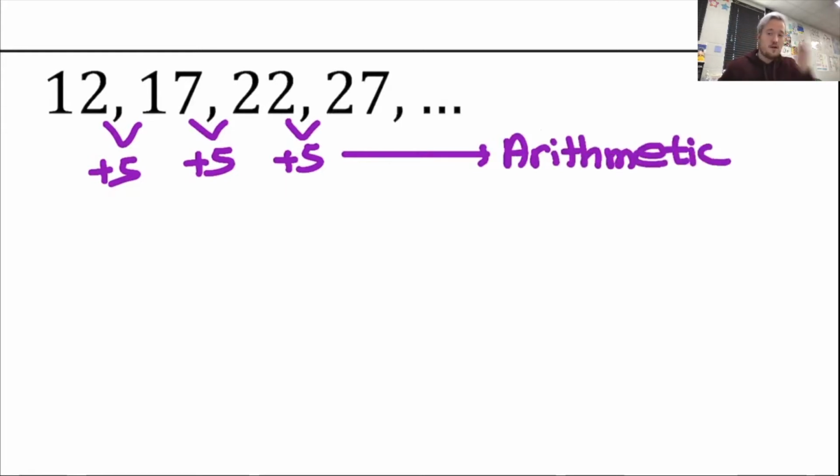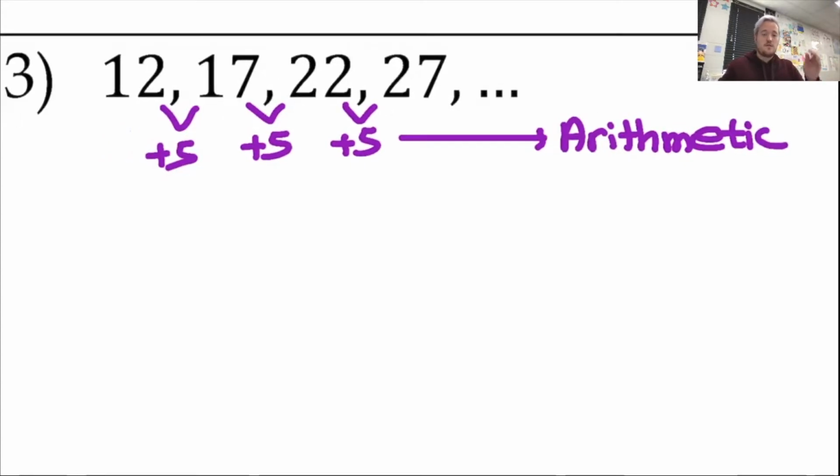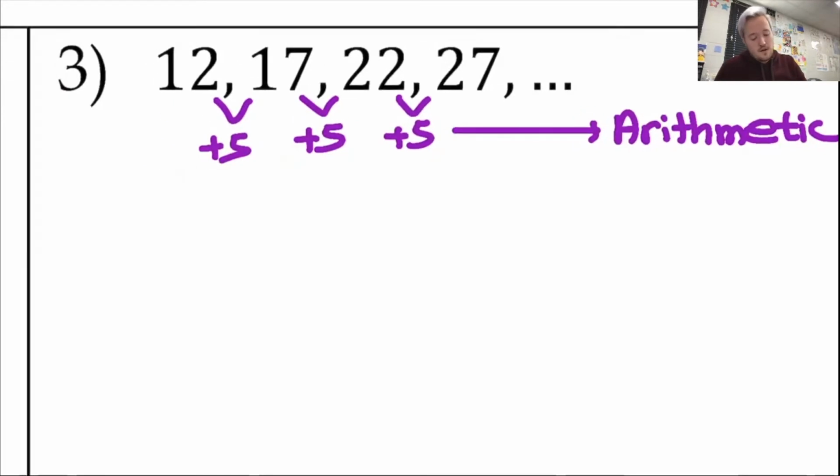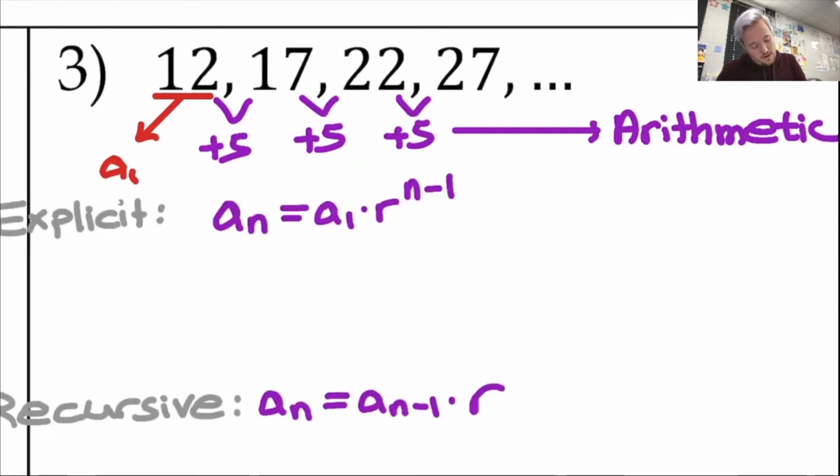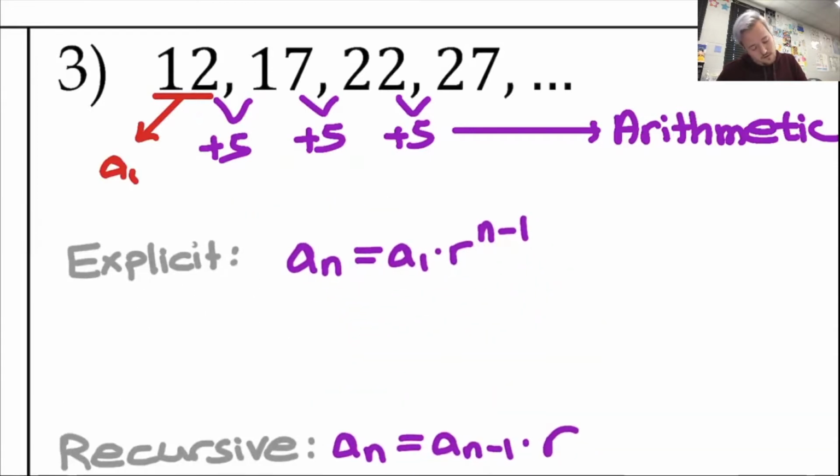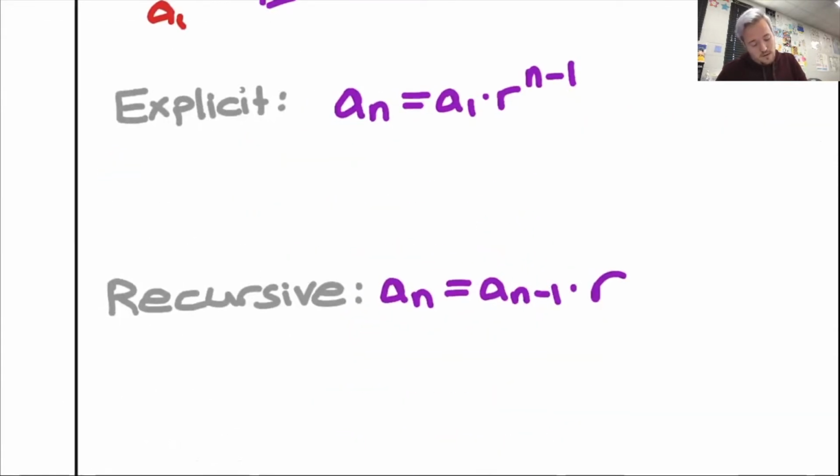So we have to use the other side of the table. We're going to be using the arithmetic explicit and the arithmetic recursive form. All right, so we still need to know the first term. Our first term here is 12. All right, so I'm going to go ahead and write out. Okay, so that's for geometric, so I don't want those. I'm going to get rid of this.